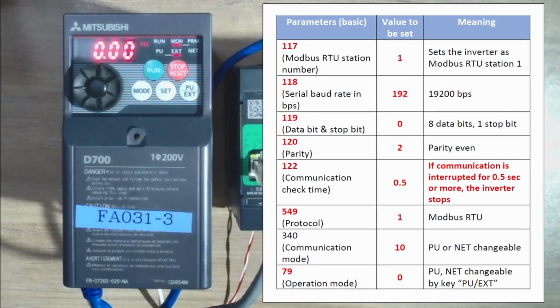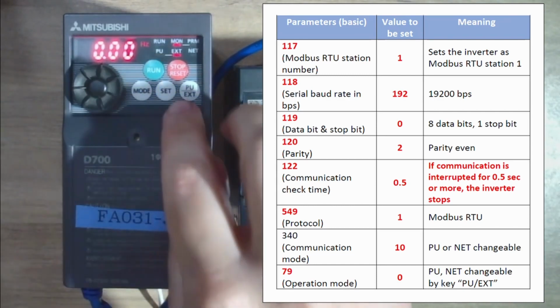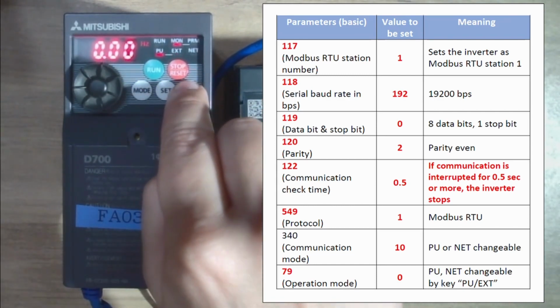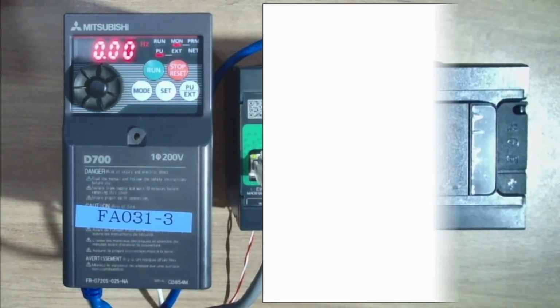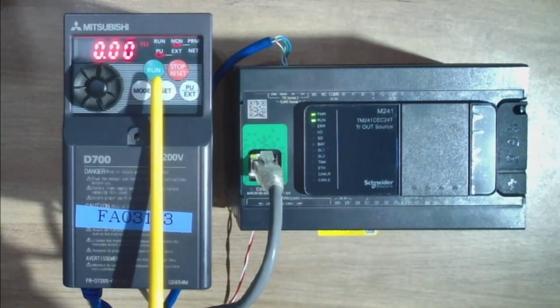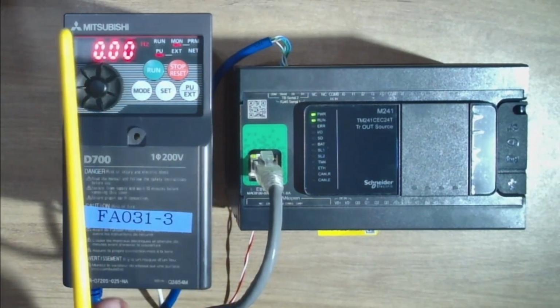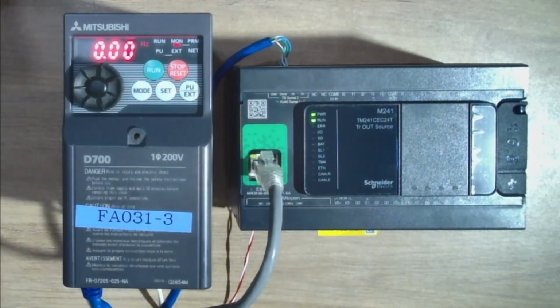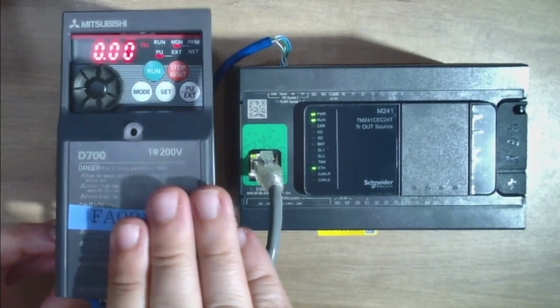To change the parameters, I remind you we need first to change from EXT to PU mode. To do that, I will click the button PU EXT. For this operation to be effective, you must have your parameter 79 at 0, which is the factory setting. When the inverter is in PU mode, all the operations, including parameterization, are done from the front panel of the inverter. Another thing I will do is disconnect this communication cable for a while.